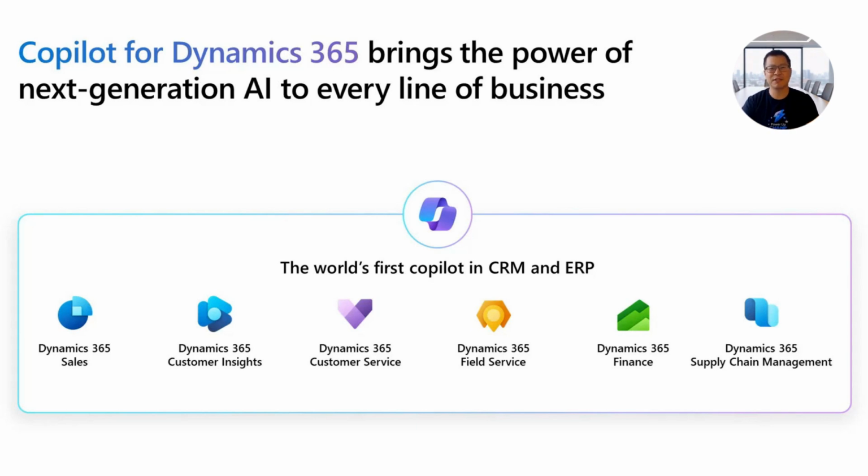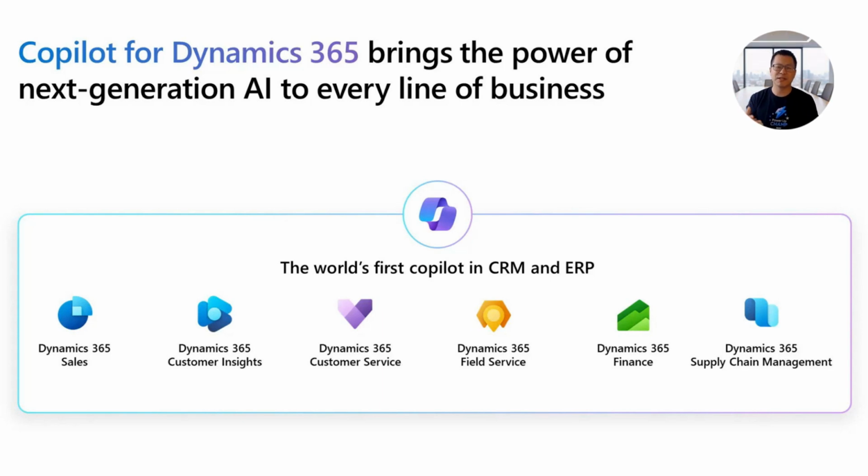In the back office, it's pure efficiency. Finance gets collection summaries, supply chain proactively flags external risks like weather, and project operations creates full project plans in seconds. Even field service gets AI generated work order recaps.